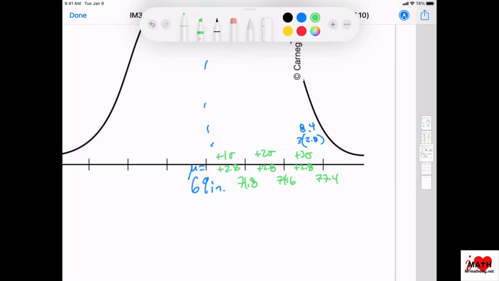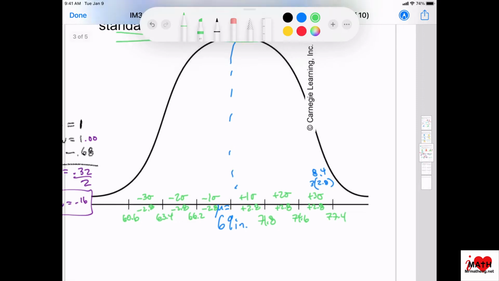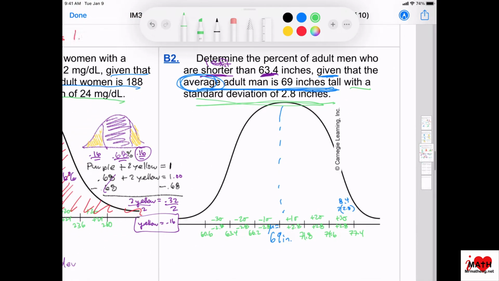And then basically we're going to do the same thing going towards the left. So from the mean, 69, 1 standard deviation below means to subtract 2.8. So if you subtract 2.8 from 69, you will get 66.2. 2 standard deviations means subtracting 2.8 twice from 69, and that would give you 63.4. Or if you subtract 3 standard deviations, or basically 1 time from 63.4, you will get 60.6. Okay, let's go ahead and locate now that purple line.